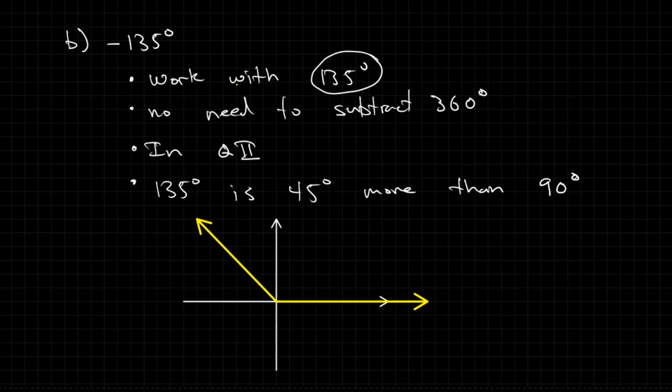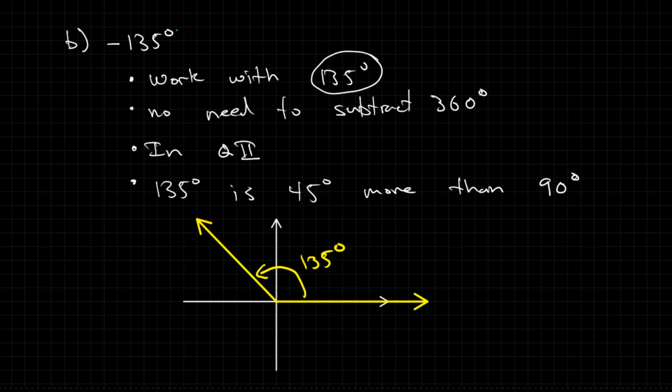Again, what's important here is that this looks like a 45 degree angle. It's 45 degrees bigger than 90 degrees. So the angle 135 would look something like this, 135 degrees. And so negative 135 is going to be very similar.